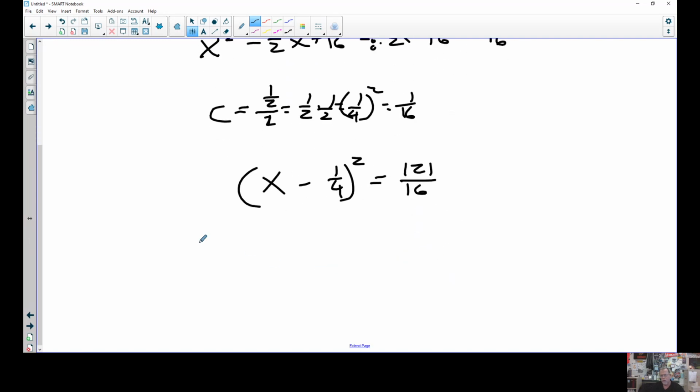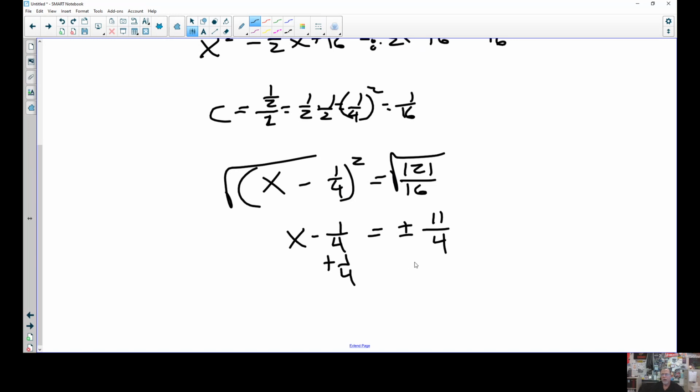Now, next step is to take the square root of both sides. And, whoa, got a little bit of a runaway pen there. All right, sorry, take the square root of that side. And this side becomes x minus 1/4. This side becomes plus or minus. Square root of 121 is 11. Square root of 16 is 4. So we get plus or minus 11/4. Add 1/4 to each side. Whoops. My hand's just doing what it wants to at this point. Plus 1/4. And we get x equal to 1/4 plus or minus 11/4.